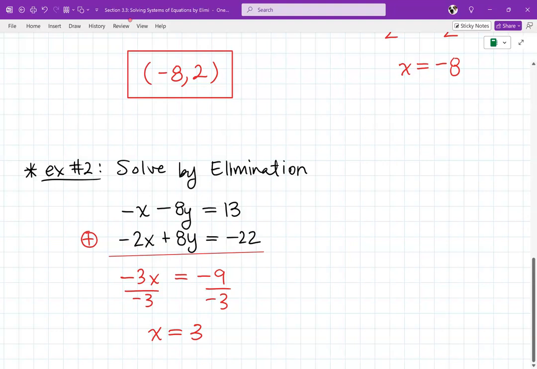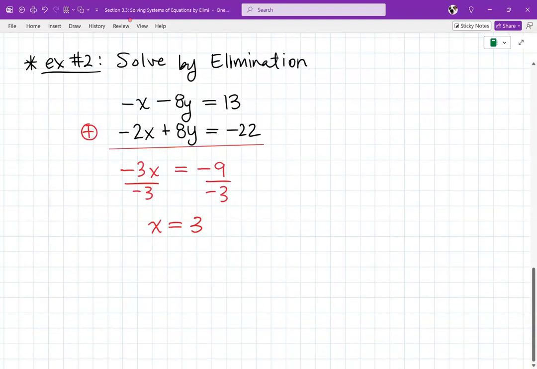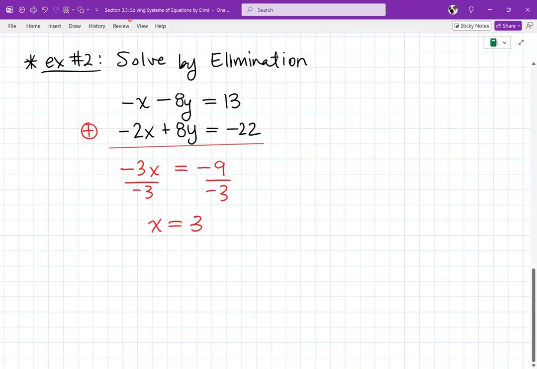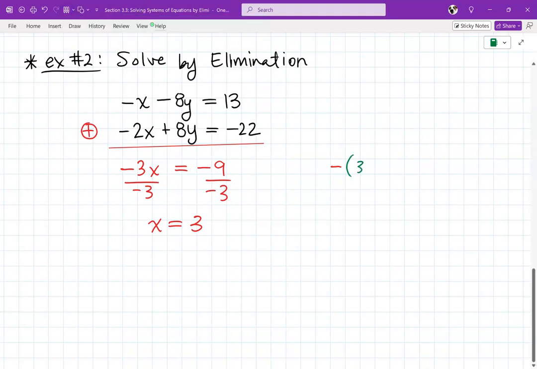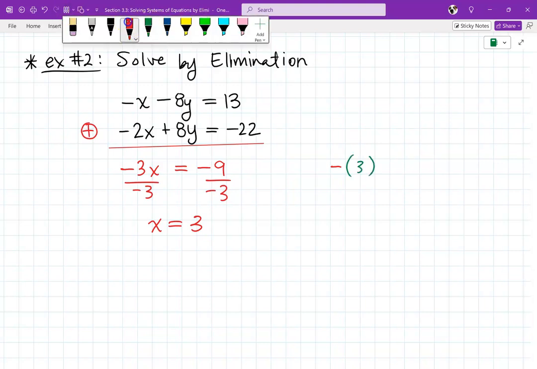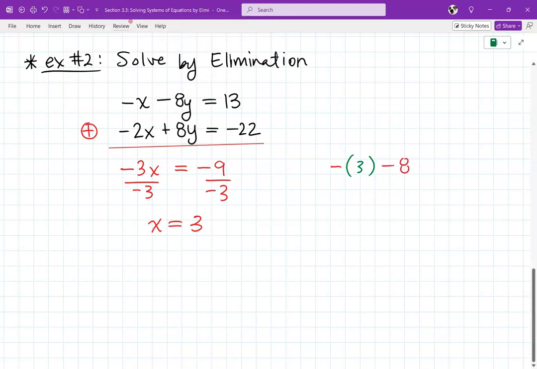Okay? So now that I have that answer, I get to plug that number into any one of the two equations up top. Which ones do you guys want, top or bottom? I mean, they're both bad, but yeah, we'll go top. It looks like it has less stuff in it, right? So I don't like either one, but whatever. So I'm plugging in a 3. So 3 into the top equation.